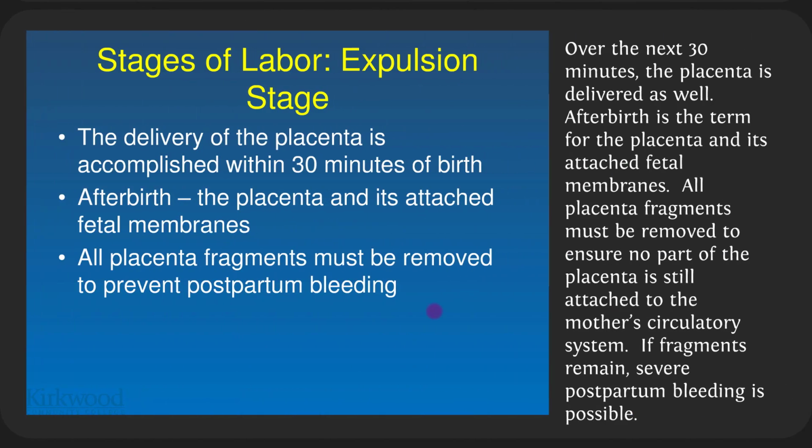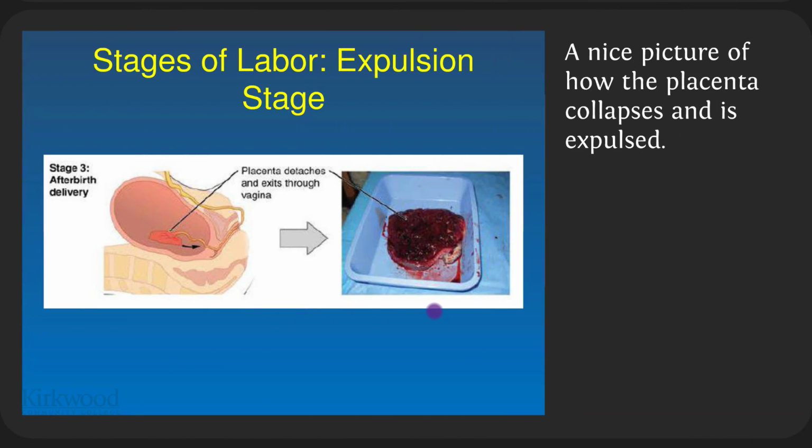Over the next 30 minutes, the placenta is delivered as well. Afterbirth is the term for the placenta, and it's attached to fetal membranes. All placental fragments must be removed to ensure no part of the placenta is still attached to the mother's circulatory system. If fragments remain, severe postpartum bleeding is possible. A nice picture of how the placenta collapses and is expelled.